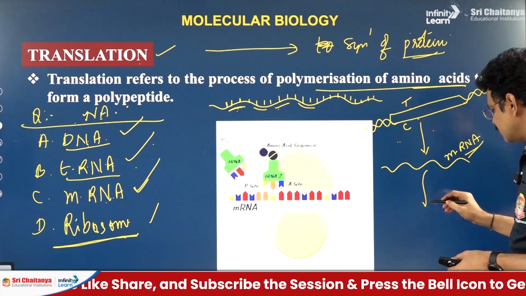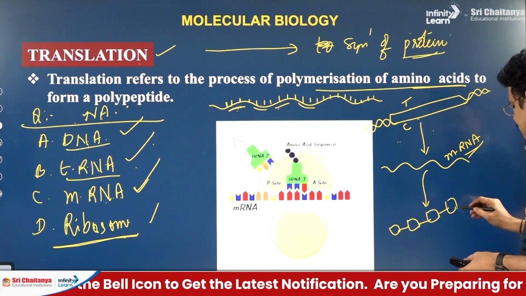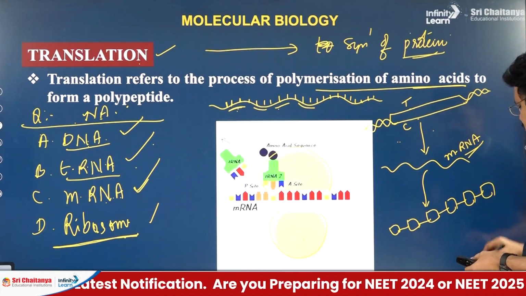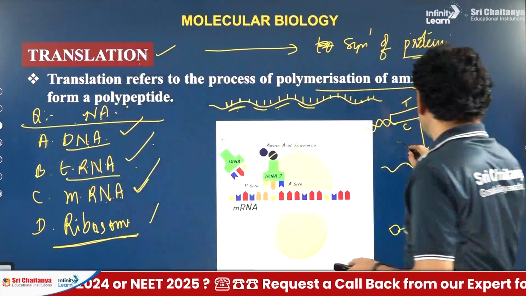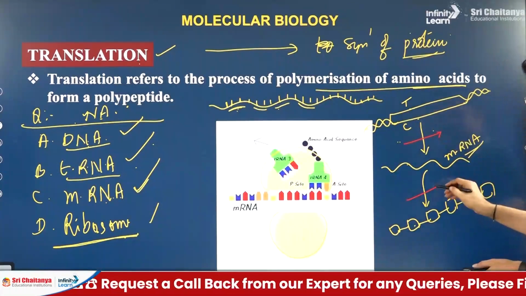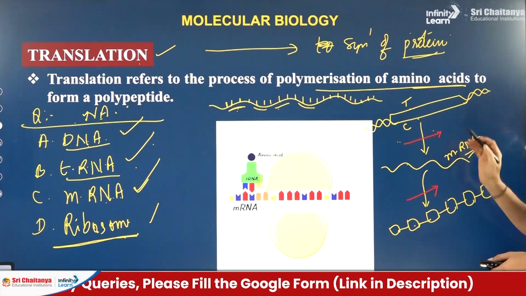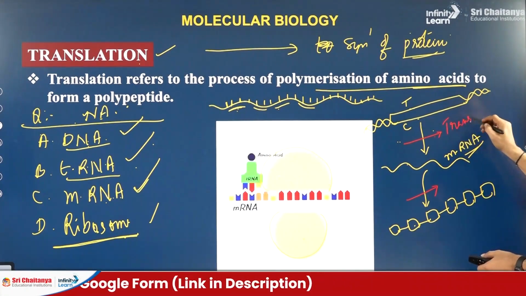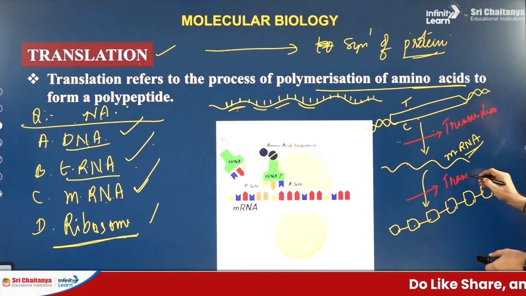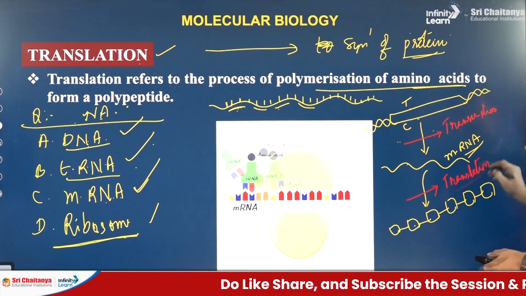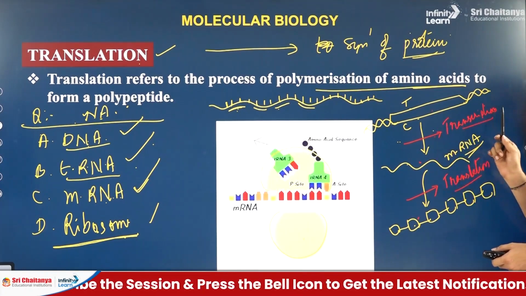Later, this mRNA is involved in formation of a polypeptide chain. Another name of the polypeptide chain is protein. Formation of protein from mRNA is known as translation. These two steps are very important in gene regulation. The first step is transcription. The second step is translation. Synthesis of protein from mRNA, translation. Synthesis of mRNA from DNA, transcription.